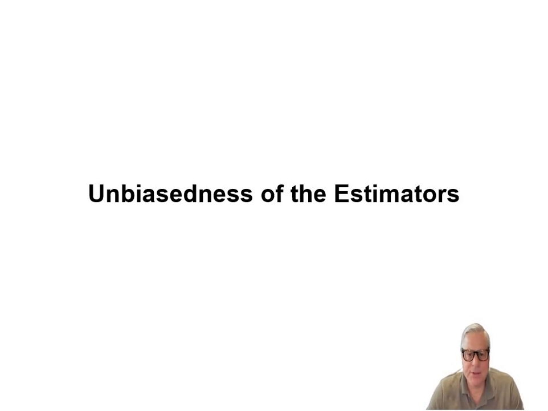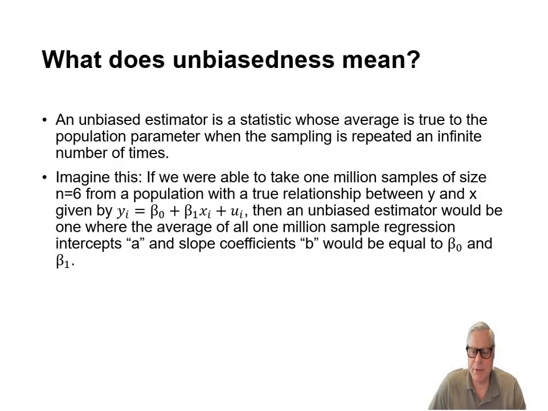All right, let's talk next about unbiasedness of the estimators and specifically the ordinary least squares estimators for which we just have derived the coefficients. And let's first clarify what unbiasedness means. An unbiased estimator is a statistic whose average is true to the population parameter when the sampling is repeated an infinite number of times.